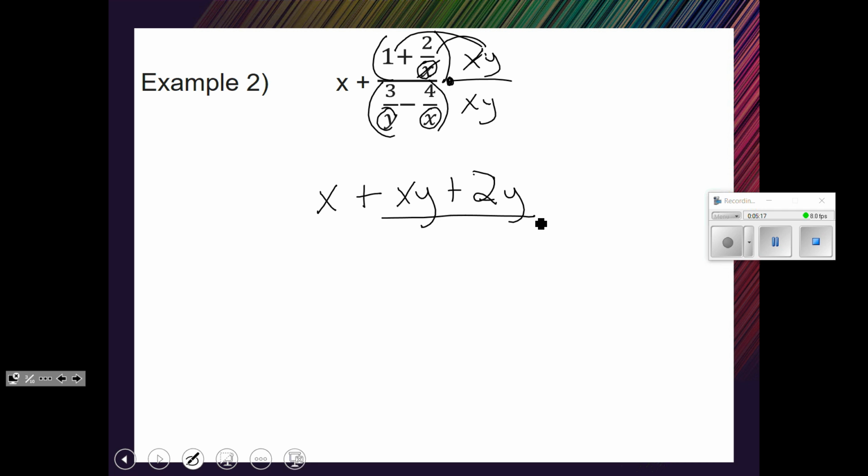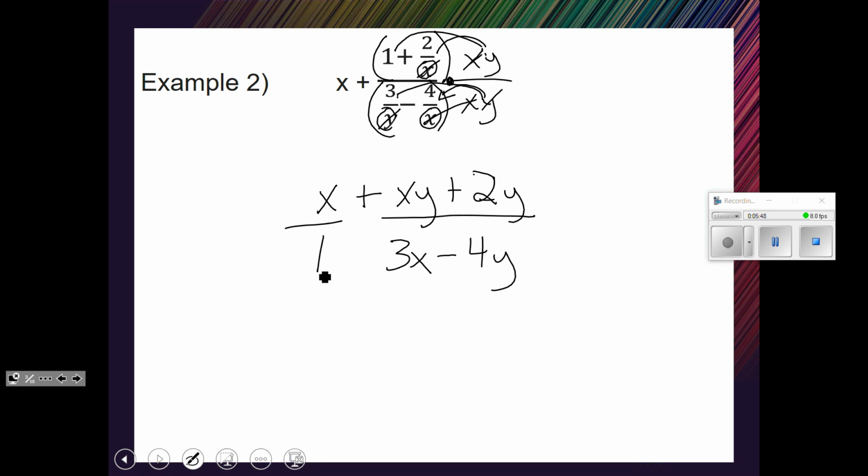Divided by, when I multiply this, the y's are going to cancel, so I'm just left with 3x. And then the x's are going to cancel, and I'm just left with minus 4y. Okay, so now we need to go back and keep going because this is an addition problem. We're going to have to add these two rational expressions together.